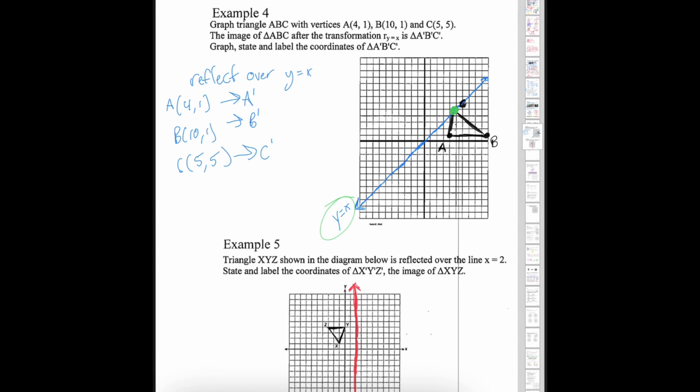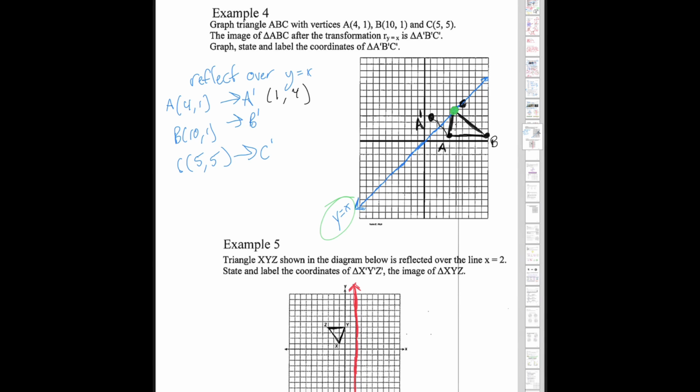So let's start with point A. If we look, point A is about 1 and then a half. So we go a half and then 1 again. So there's our new point A prime. That coordinate changed to 1, 4.